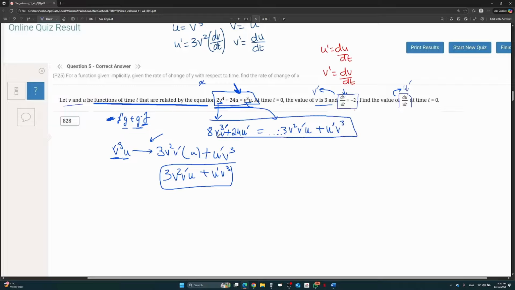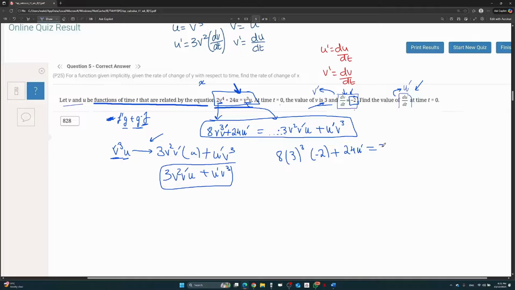What do they want us to find? They want us to find u prime. Now, what do we know? We know a couple of things. We know that v is 3, so instead of v, we can put 3. So 8 times 3 cubed. And we know that v prime is negative 2, since dv by dt is the same as v prime. So instead of v prime we put negative 2, plus 24 u prime. We're trying to find u prime, so we're just going to keep it as u prime.